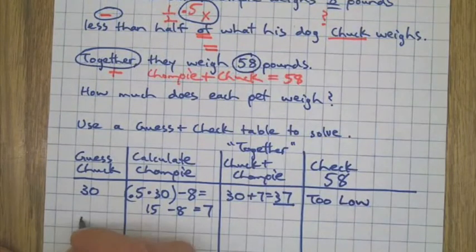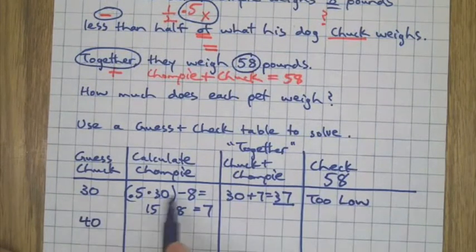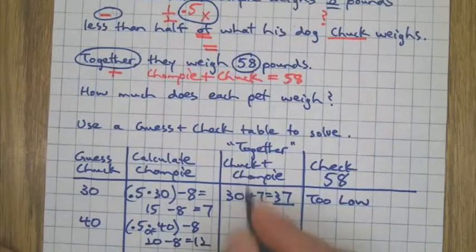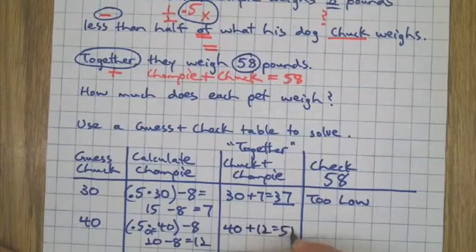Guess again. I'm going to go 40. We use the same process. Instead of 30, I'm going to use 40. So half of, there's the word of right there, half of 40 minus 8. What's half of 40? 20. That's 12. Chuck plus Chompy, 40 plus 12, 52. Still too low.